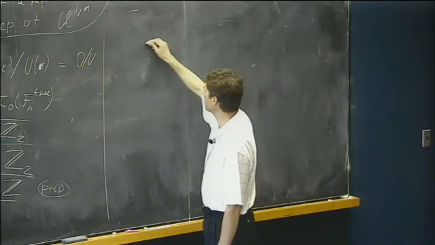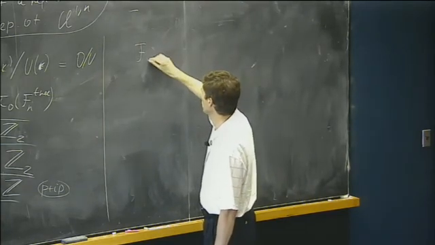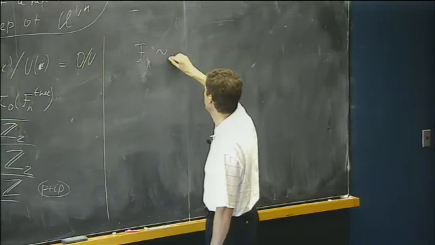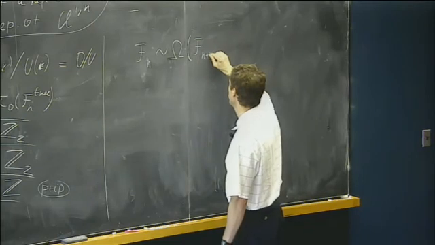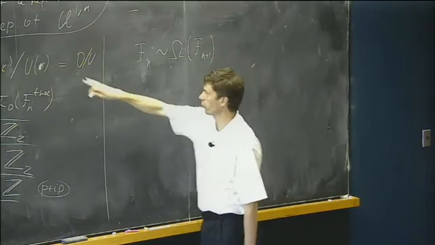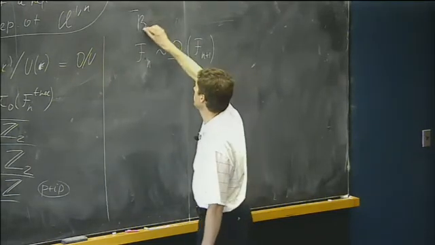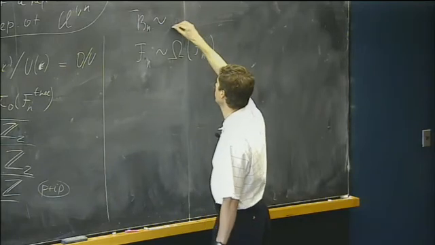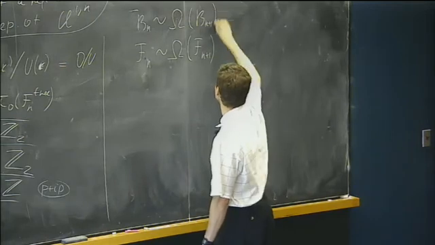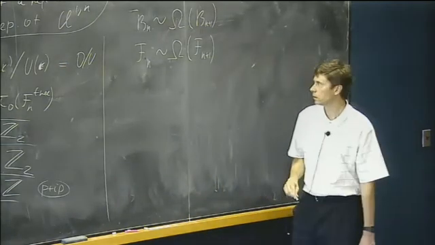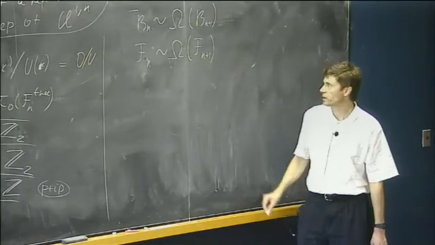An omega spectrum means that Fn is homotopy equivalent to omega, the loop space of Fn plus 1. That is true for F free, and also for bosons. Bn is equivalent to omega of Bn plus 1. What's omega? Omega is the loop space.